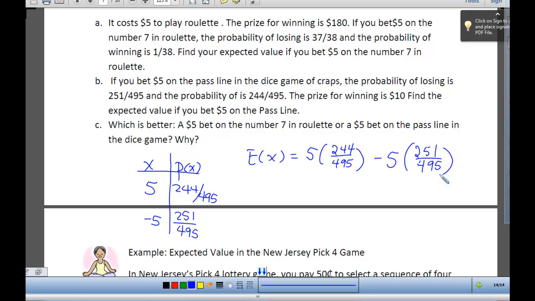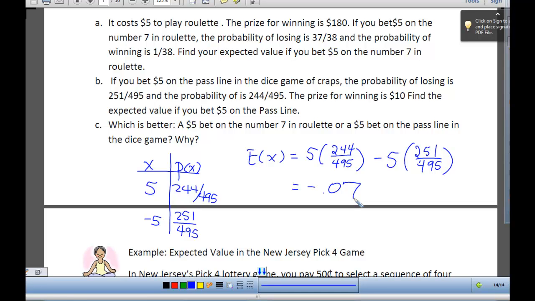I got minus 0.07. Okay. All right, very good. Minus 0.07. Okay. So, which is better? A $5 bet on the number 7 in roulette or a $5 bet on the pass line in the dice game?